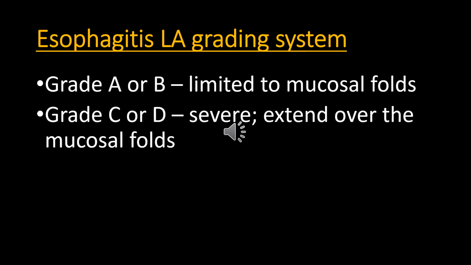In grade C, erosions extend over the mucosal folds but over less than 3/4 of the esophageal circumference. In grade D, confluent erosions extend across more than 3/4 of the esophageal circumference. In addition to these grades, more severe damage can lead to the formation of a stricture. A stricture's severity can be assessed by the ease of passing a standard endoscope. When a stricture is observed, the severity of the esophagitis above it should be recorded.